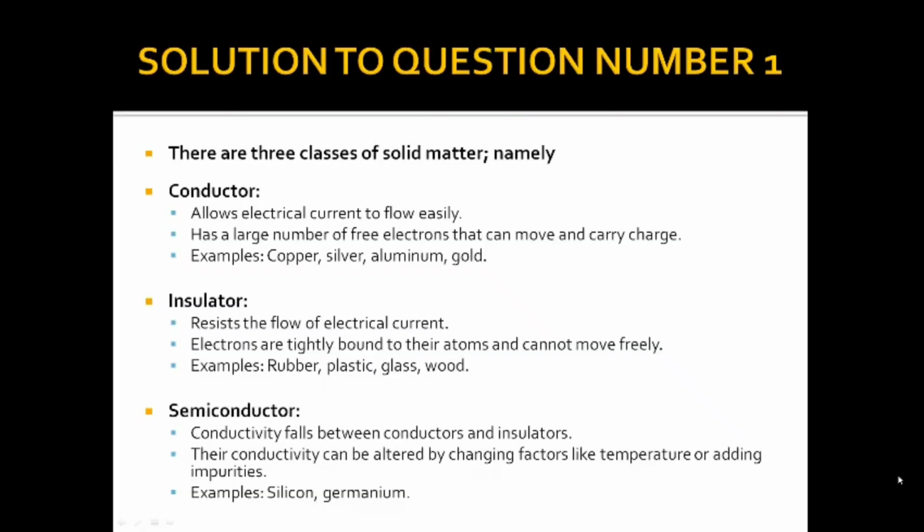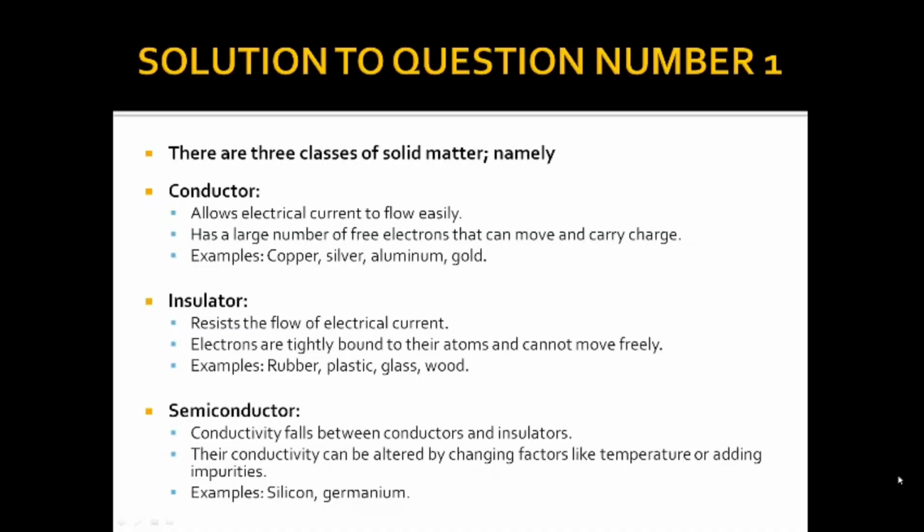Now for insulators, they resist the flow of electric charge or electric current. That means electricity does not flow through insulators. The carriers in insulators are not free. They cannot move freely, so they cannot conduct. Examples of insulators are rubber, plastic, glass, wood, fabric. Mention as many as you can. You can drop some in the comment section.